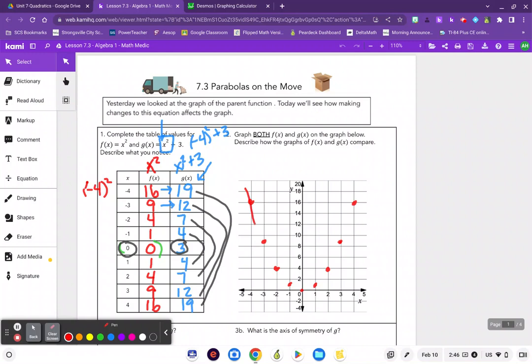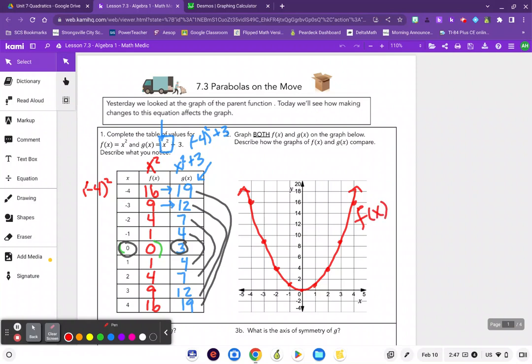I'm going to connect those with a nice smooth curve. And I'm going to toss some arrows on the end. I really could have kept going upwards on either side of this y-axis. And I'm going to label this the f of x graph, if you can't tell already by my colors.